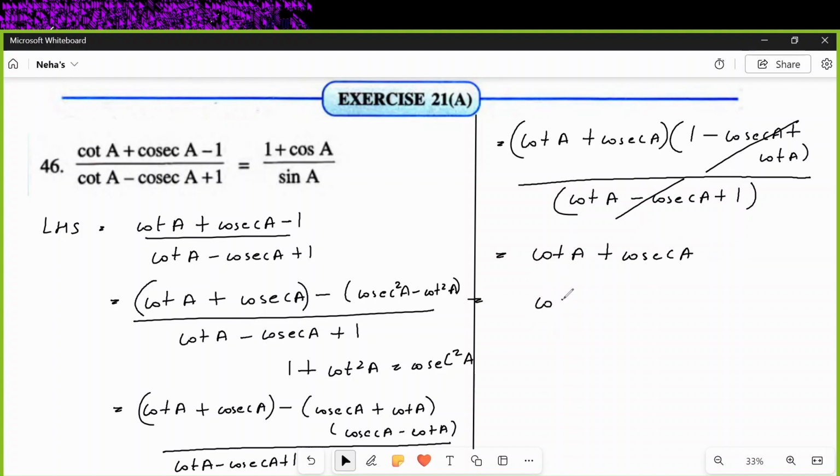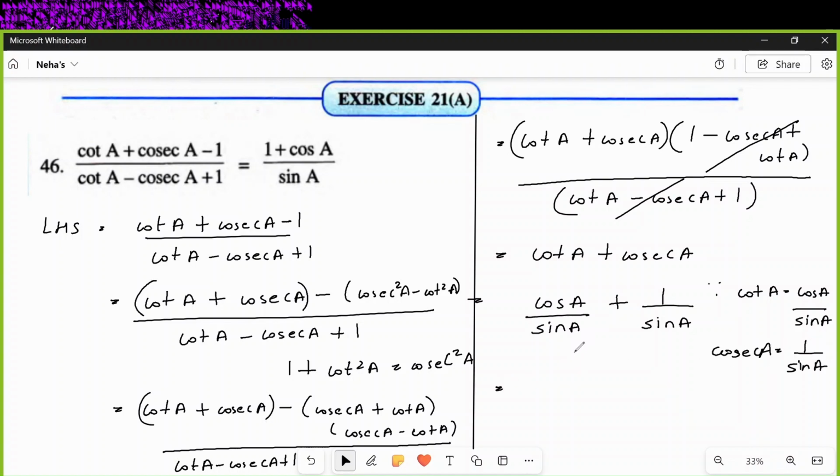Cot a can be now written as cos a divided by sin a plus cosec a can be written as 1 upon sin a. This is because of the trigonometric relation that cot a is equal to cos a divided by sin a, and cosec a is equal to 1 upon sin a. Now we will take sin a as common. So this will become cos a plus 1, which can be rearranged to write 1 plus cos a, and hence this is equal to the RHS, and hence we have proved that the left hand side is equal to the right hand side.